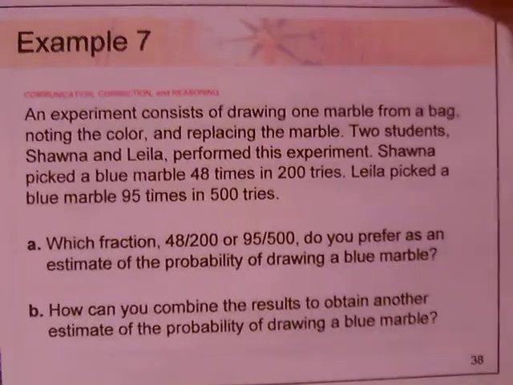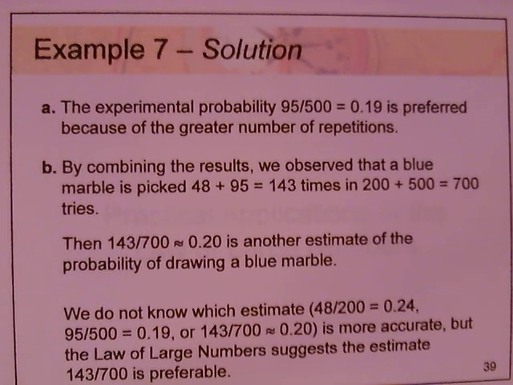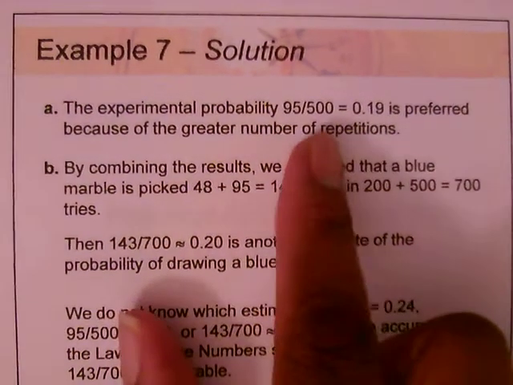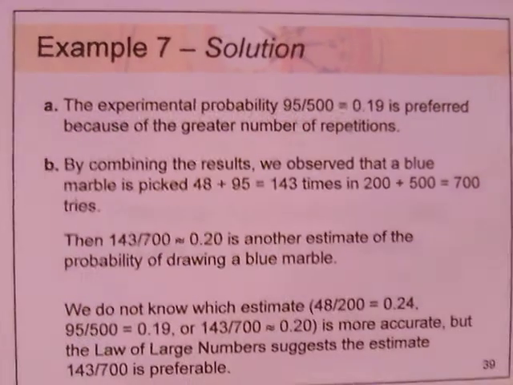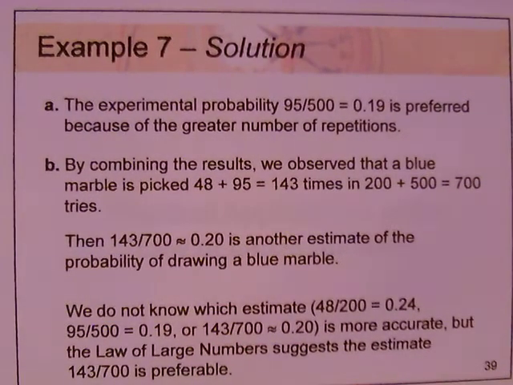So, here's the solution. The experimental probability of 95 divided by 500 is 0.19. That's preferred because of the greater number of repetitions, that denominator, 500. And then part B is this. By combining the results, we observe that a blue marble is picked 48 plus 95, that's equal to 143 times, in 200 plus 500, which is 700 tries. So 143 over 700, which is approximately 0.20, is another estimate of the probability of drawing a blue marble.